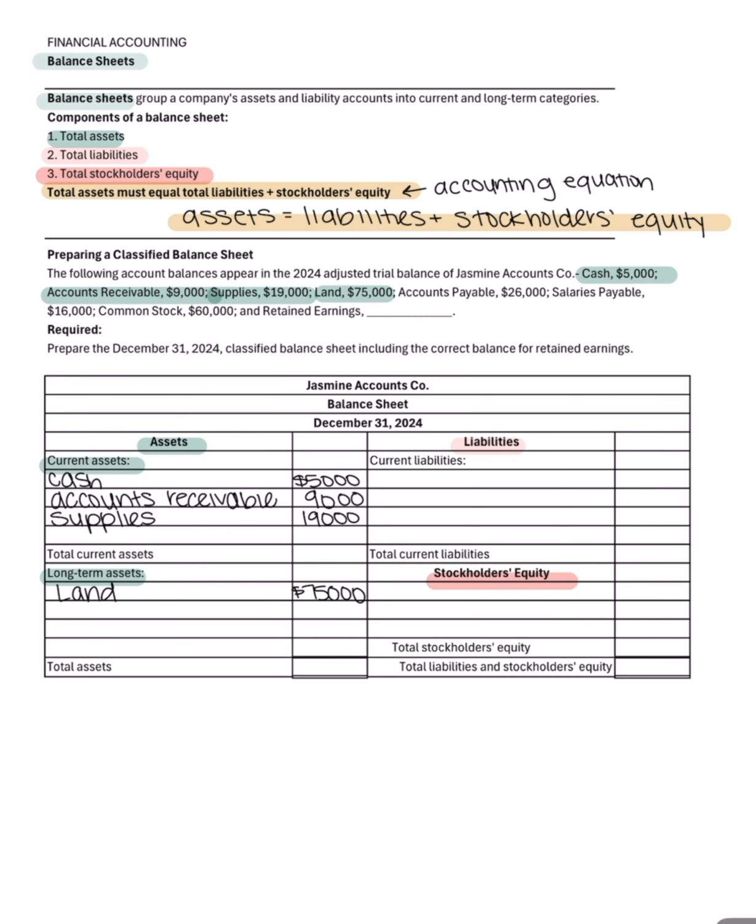Now we need to find our totals. It wants us to find total current assets and then total assets. So we'll take 5,000, add 9,000, and 19,000. That's going to be 33,000, so we'll put that 33,000 right here. And then we'll add that 33,000 to 75,000, which is going to be 108,000. And that is all of the assets we have.